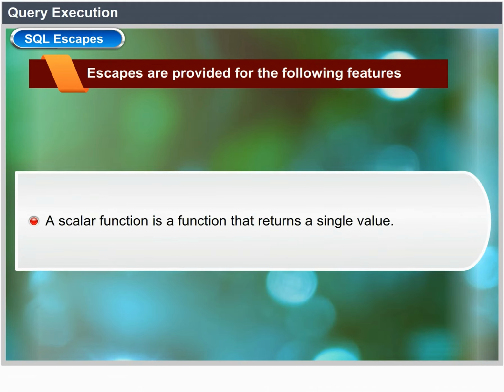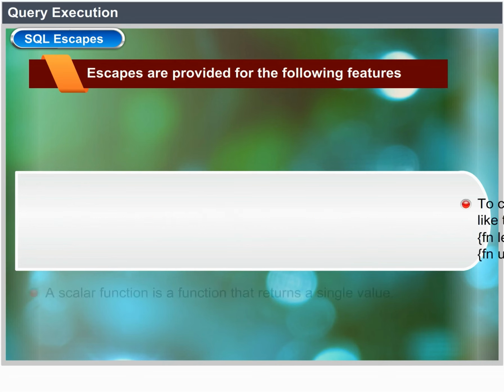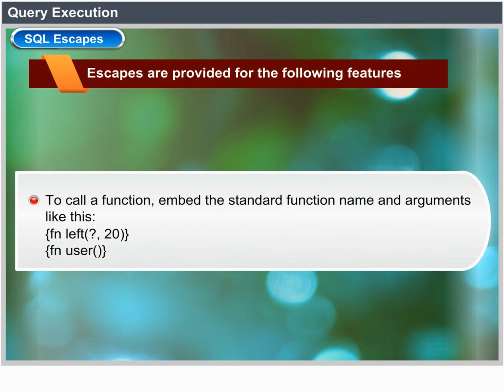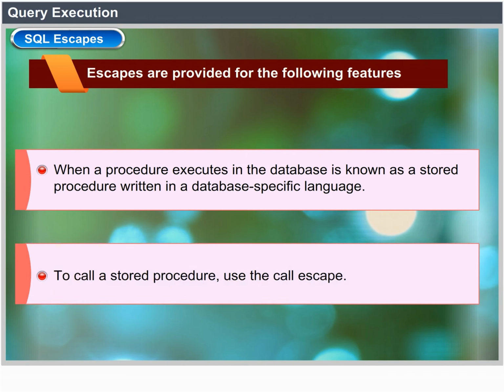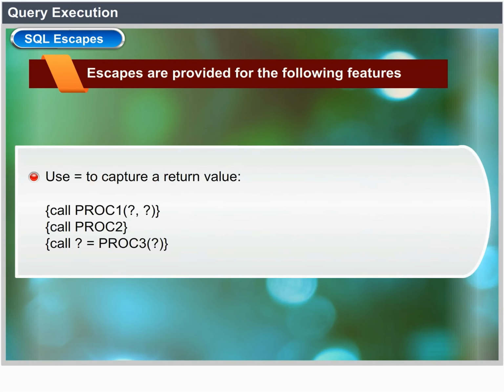A scalar function is a function that returns a single value. To call a function, embed the standard function name and arguments like this: {fn left(?, 20)}, {fn user()}. When a procedure executes in the database, it is known as a stored procedure, written in a database specific language. To call a stored procedure, use the call escape. Use = to capture a return value. {call proc1(?, ?)}, {call proc2}, {? = call proc3(?)}.